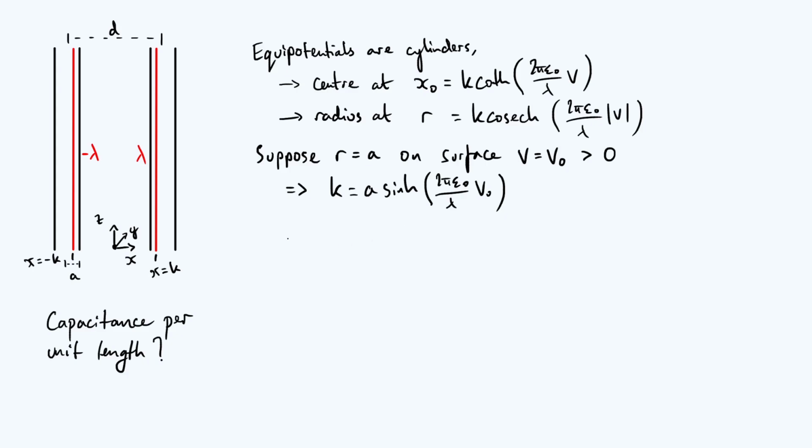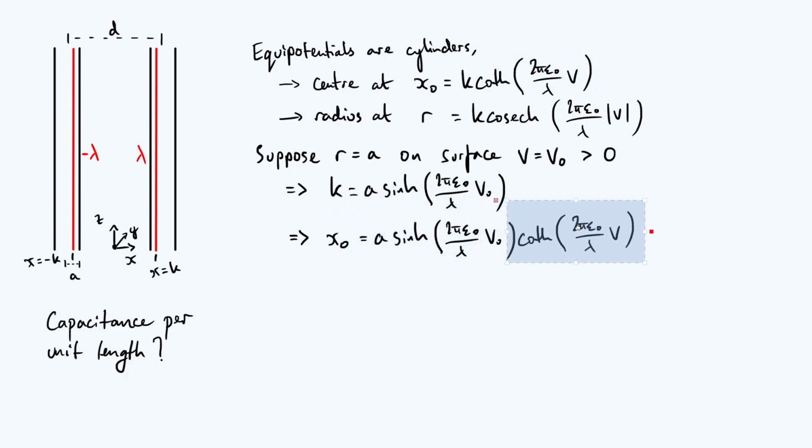Now that we know what k should be, we can go to our center equation for x0 and just substitute all of this stuff in place of k as it appears in that equation there. So that tells us that x naught is equal to, I can just copy and paste that entire expression, all of that multiplied by, copy all of this stuff, hyperbolic cot of 2 pi epsilon naught over lambda, and this is now V0.